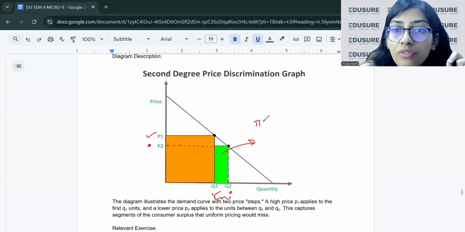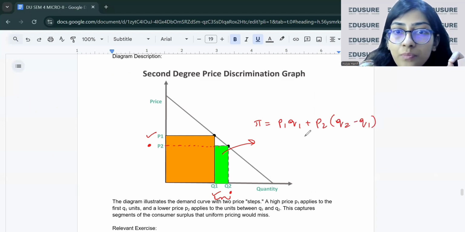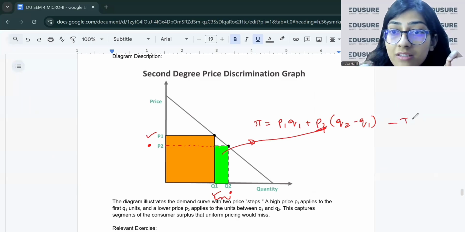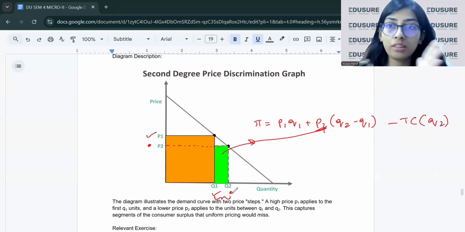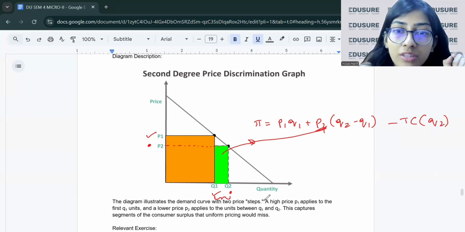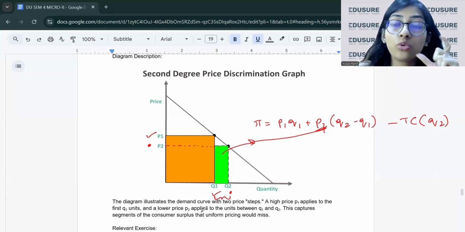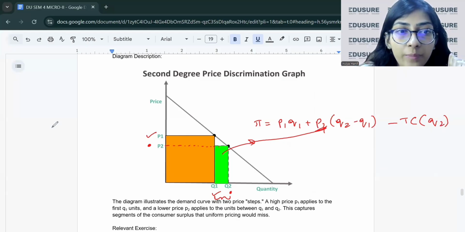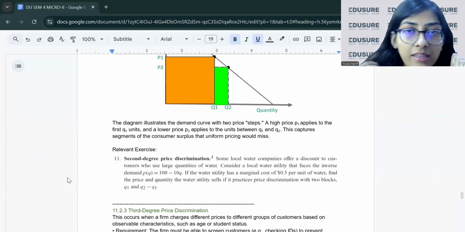So this was from the profit maximization. We have P1, Q1 plus P2, Q2 minus Q1, right? So this entire extra, this green, is this extra thing here. Minus TC of Q2, because finally Q2 is the total amount that is being bought, which is why it's only Q2. So this captures the segments of the consumer surplus that uniform pricing would miss. Okay, so now let's go to a relevant exercise.